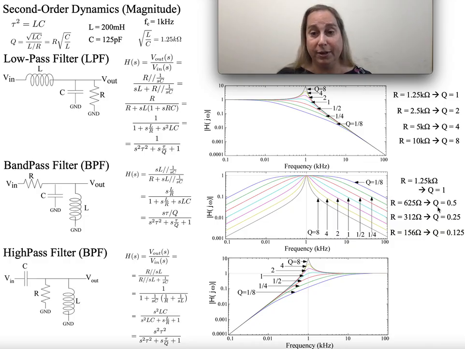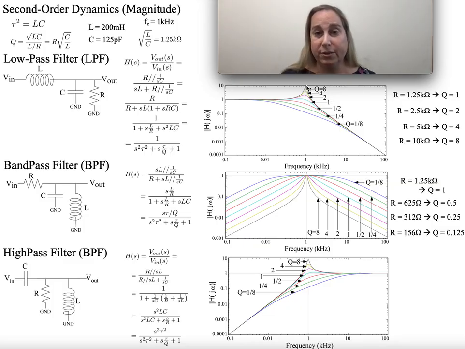And then I'm going to go all the way down to where Q is basically 1/8, and then Q is 8, and that's at 10 kilo ohms, and then 156 is basically the 1/8 case. So I've got 312, 625, 1.25K, 2.5K, 5K, and 10K. And what you notice is some very interesting properties, and I just want to walk through them briefly. So Q of 1/8, 1/4, 1/2, 1, 2, 4, and 8.